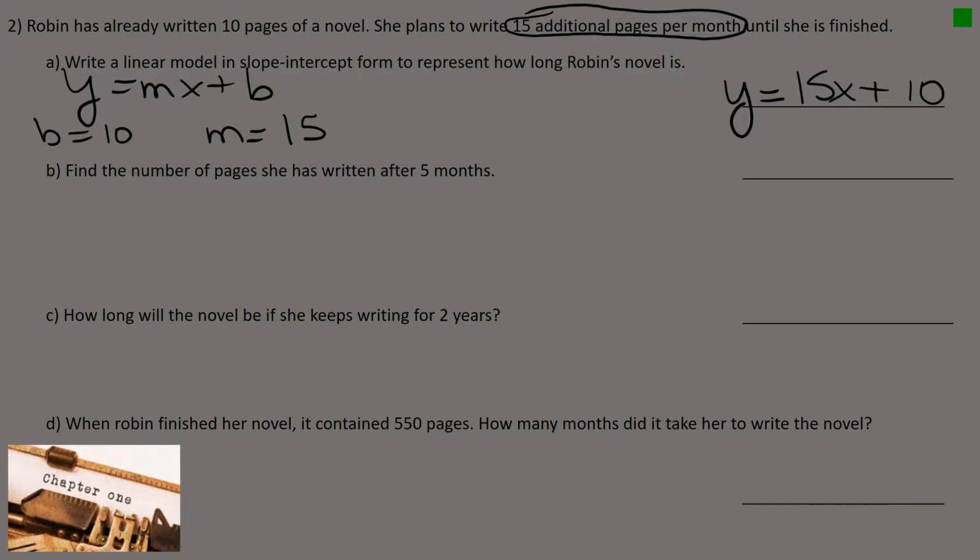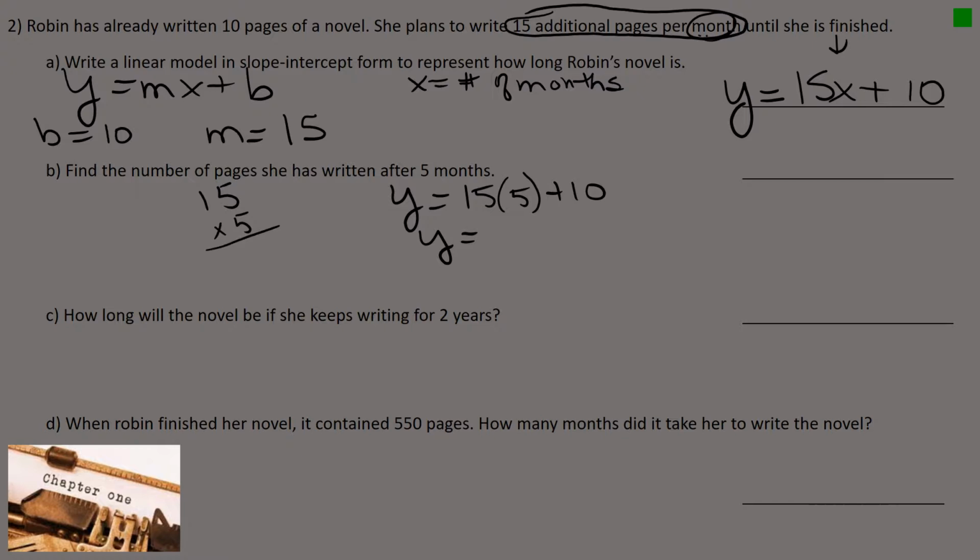Find the number of pages she will have written after 5 months. Well, months is right here, so that's my x. So my x is the number of months. If I know it's been 5 months, I'm going to take out the x and put in the 5. So I have y equals 15 times 5 plus 10. If you don't know what 15 times 5 is, or if you don't have a calculator, just come off to the side. And I get 75. So I have 75 plus 10. So that gives me 85.